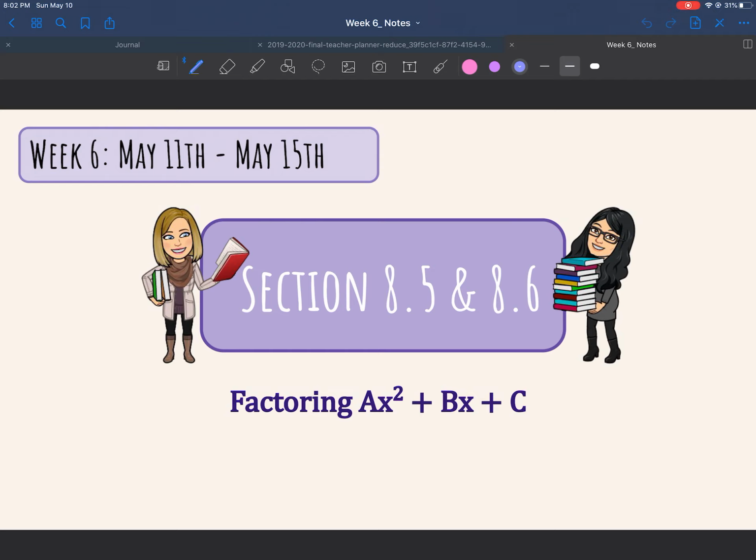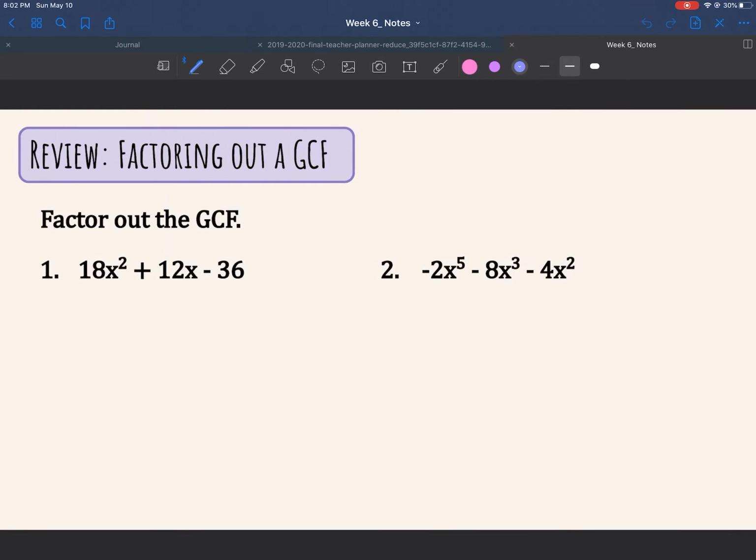This is week 6 of distance learning, and this week we are going to be looking at section 8.5 and 8.6 from our Algebra 1 textbook, and it's mainly going to be focusing on factoring ax squared plus bx plus c. So, previously in 8.1, we had practiced factoring out a greatest common factor. So before we get into factoring, I do want to practice this.